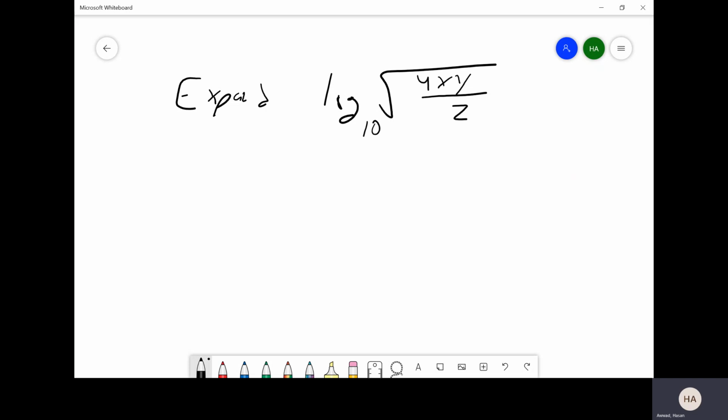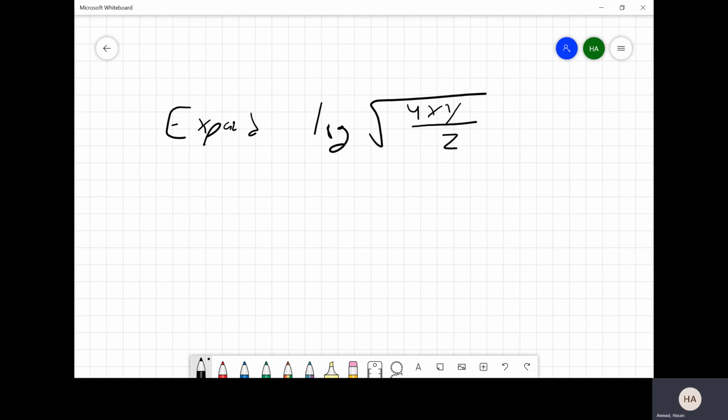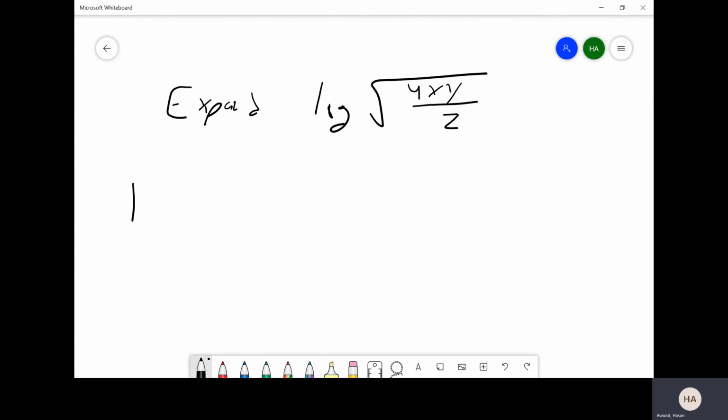Your base doesn't actually play a big part here. It actually doesn't play a part here at all, but it's just refreshing your memory that this is in fact how a common log would look, okay? So how do we tackle this? How do we expand this? So we're starting with the log of this entire piece underneath of a square root, right?